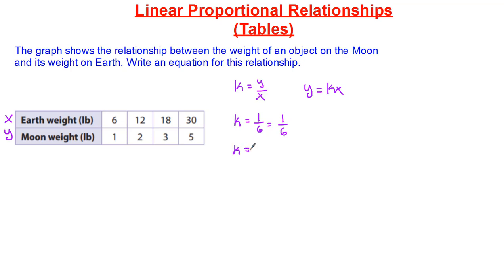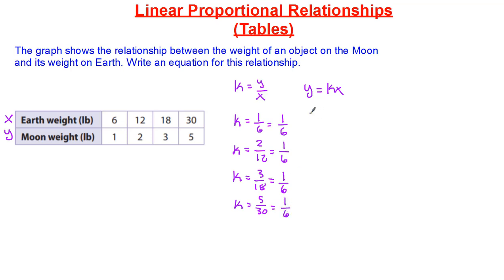All right? So once again, k equals y over x. My y value here is 2, and my x value is 12. Divide by 2, divide by 2. This simplifies to 1/6. k is equal to 3 over 18. Divide by 3, divide by 3, 1/6. And then k is equal to 5 over 30. Now just divide by 5, divide by 5, 1/6 again.